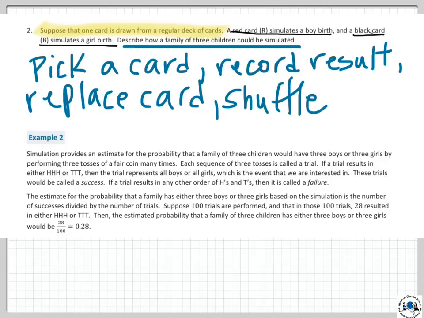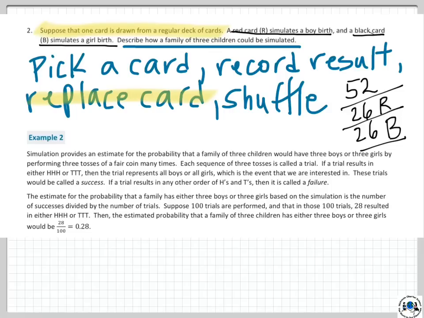So in this case, with the regular deck of cards, the only requirement that would be different from the coin and the cube is that you need to replace. You need to keep that probability the same always, because a regular deck of cards has 52 cards, 26 of which are red and 26 of which are black. It's the same as the prime and non-prime numbers, 3 out of 6 and 3 out of 6. This is 26 out of 52, which is the same chance, 1 out of 2.